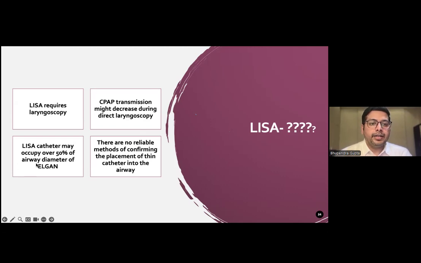And the LISA catheter occupies 50% of the airway in extremely low gestation age neonates. And the most important, there is no reliable method of confirming the placement of the thin catheter into the airway. There is no reliable method. It all depends upon the doctor or resident doctor who is putting the tube inside the vocal cord, who knows where the tube is. Because the success of the LISA depends upon the tip of the tube.